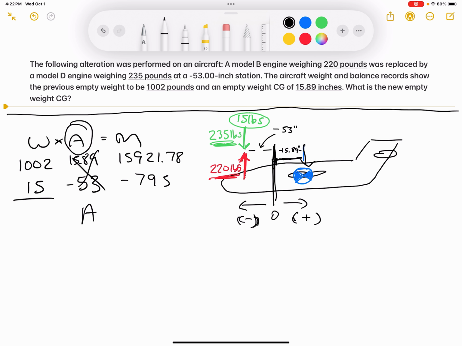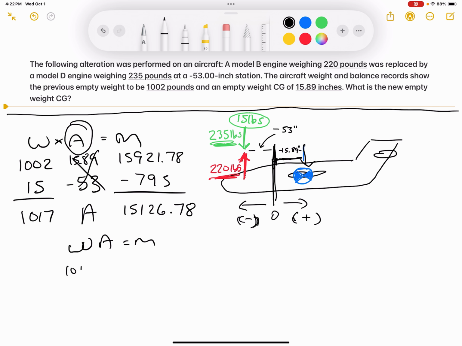So we're not going to use the middle column. We'll go ahead and add this new weight. Our new empty weight is heavier because we put a heavier engine in it, and our new moment is going to be changed as well. All right, so perfect. So we have this. We're just going to use the equation WHAM. That's where we were at.